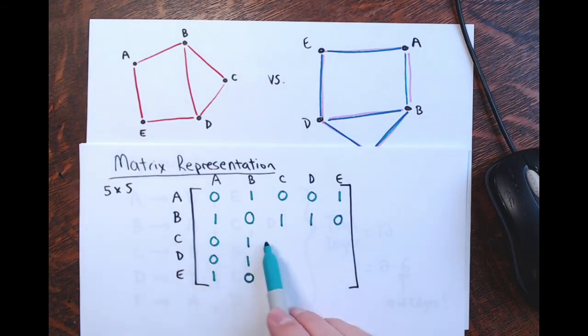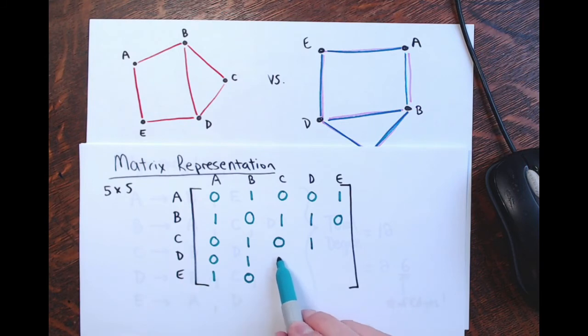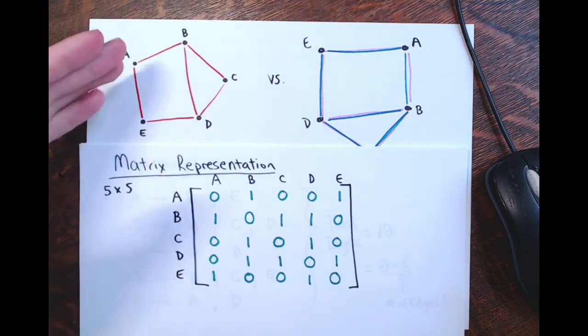Alright, then C. No self-loops on these simple graphs again, 0 there. C to D, yes, there's an edge. So D to C, yeah. C to E, no. So EC, there's a no, a 0. D to D, no self-loops. D to E, yes, so E to D, yes. And then finally E to E, no self-loops here, right there. And there's your matrix representation of this graph.